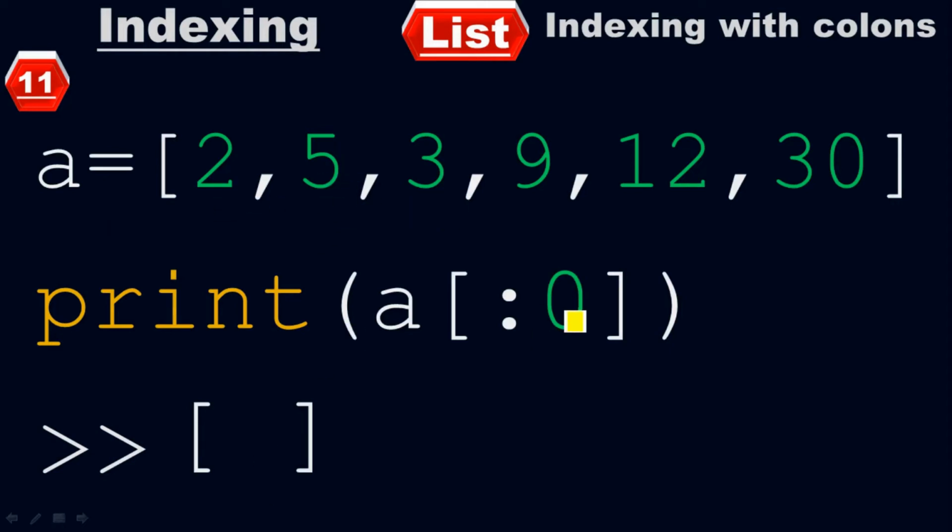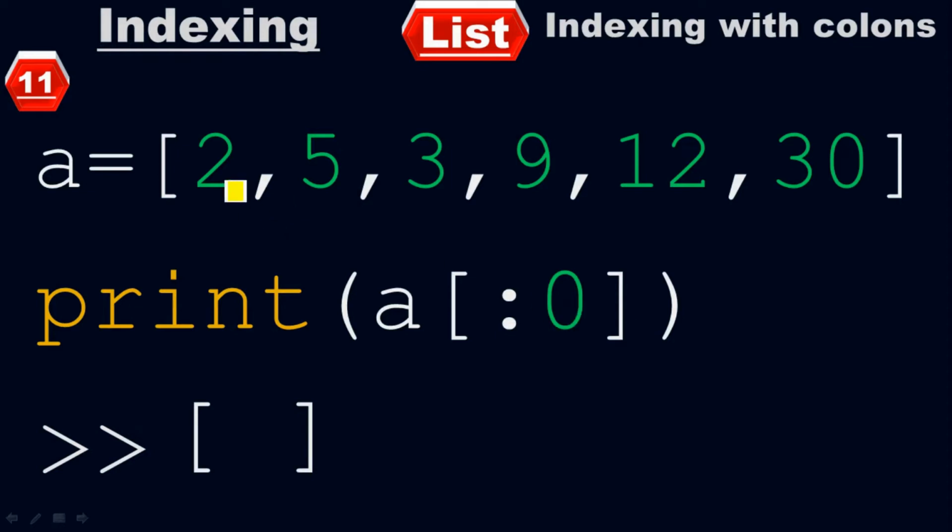Because at index value 3 we have 9, 9 is not included. Everything before 3 is included, but 3 is not included. So the last value on the right of the colon is not included. That's why we have an empty list. 2 is at index 0, which is the last value, so it is not included.